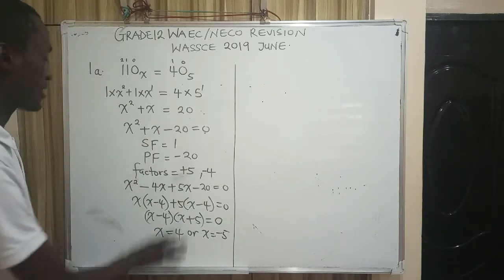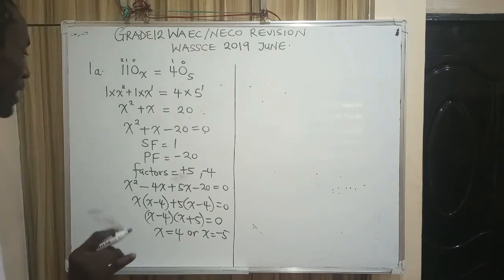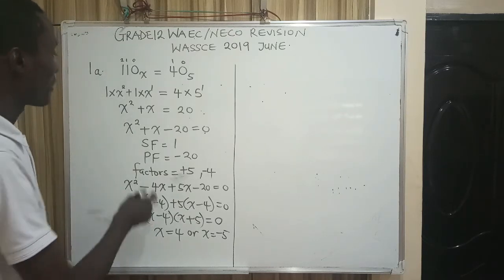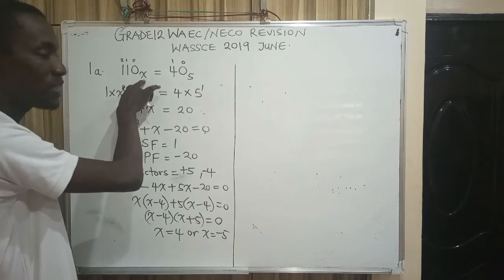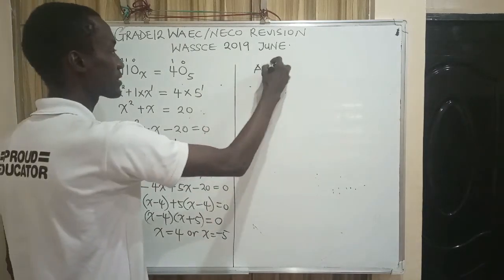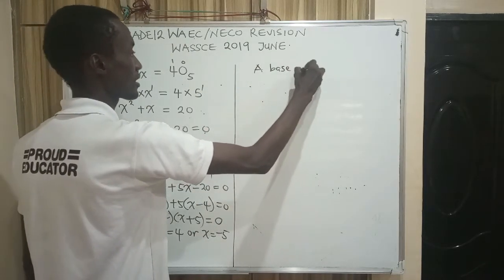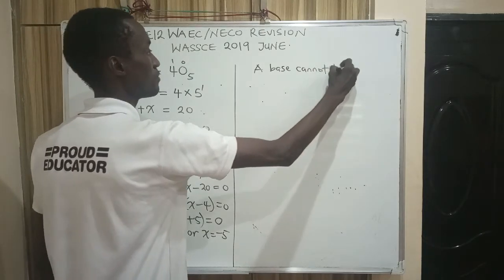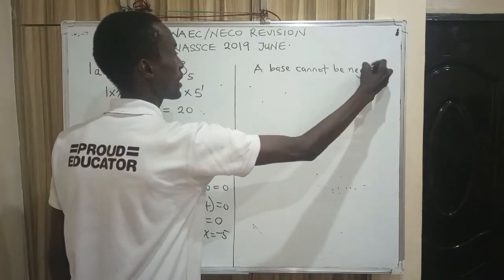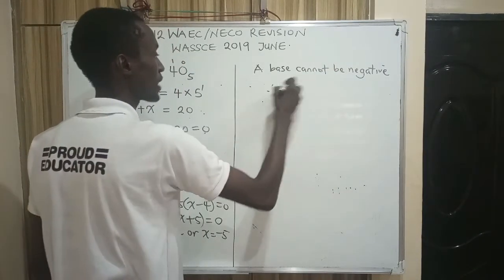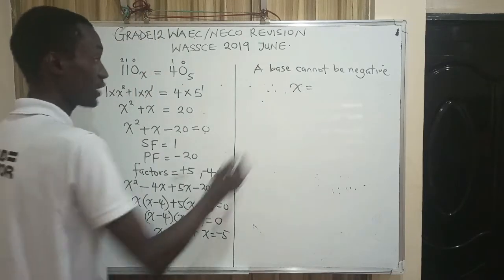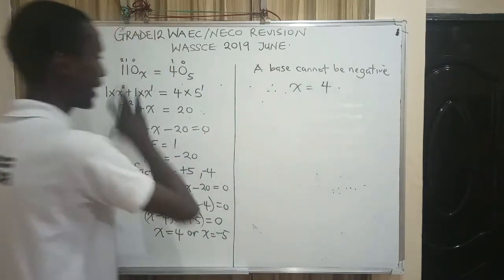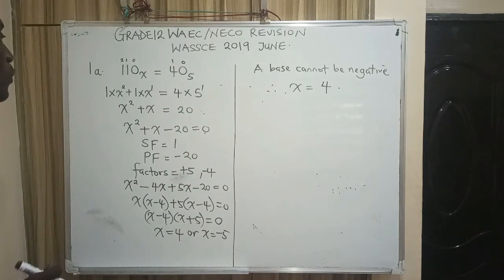So that's the answer you're going to get. But remember that in this setup, because we are dealing with a base, it can never be negative. A base cannot be negative. So if we know that the base cannot be negative, it follows that x must be a positive value, and that x will be equal to 4. And that helps us to clear out question number 1A.